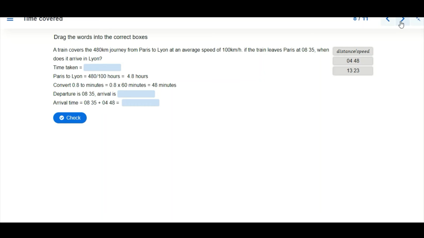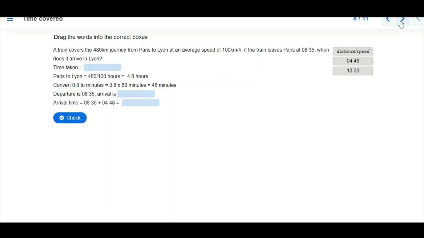Now let's look at the example here. For us to calculate the arrival time, we first have to calculate the time taken. Time taken is calculated as distance over speed. We have treated that under compared measures, proportion and ratio. So time taken can be calculated as distance over speed. From this question, the distance is 480 kilometers and the speed is what?